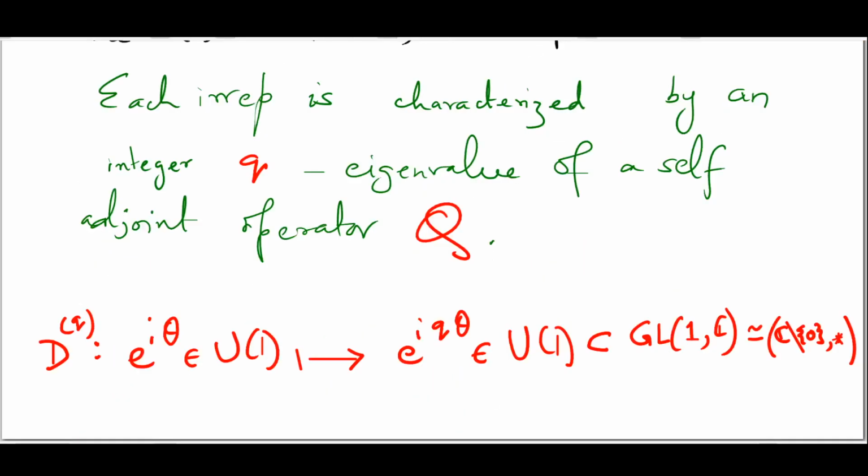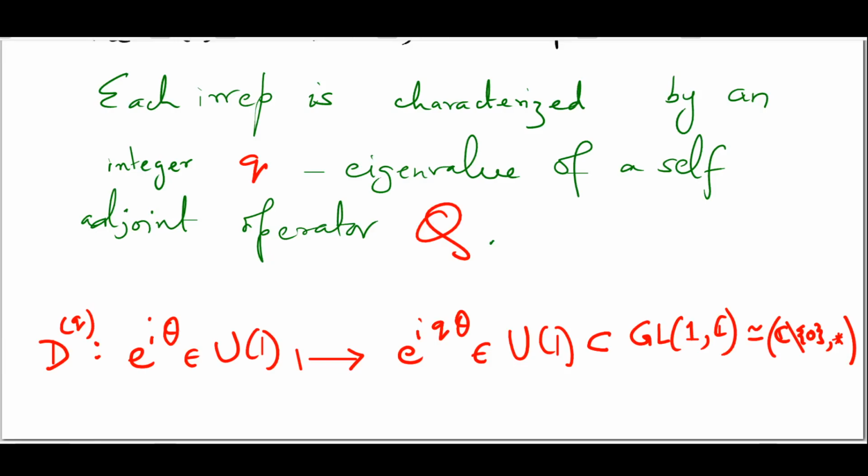This is what a given irreducible representation of the group U1 looks like. As I said, this irrep is going to be labeled by the integer q, so we are talking about d_q. This maps the element e to the i theta of U1 into e to the iq theta. E to the iq theta happens to be an element of U1 again, but more importantly for us, it's actually a member, an element of GL1C.